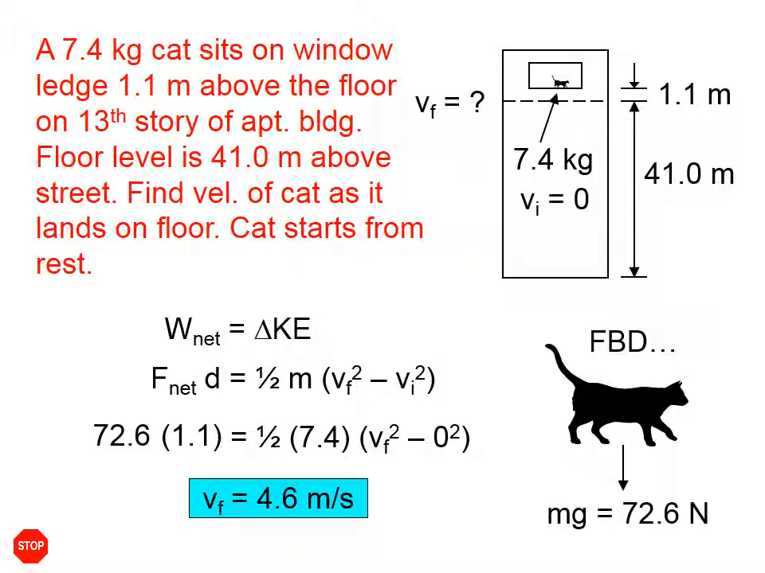So, if there is no friction and no heat losses, we could use conservation of mechanical energy, or you could use the work-kinetic energy theorem. But if there is noticeable friction or heat loss, you cannot use conservation of mechanical energy. You have to use the work-kinetic energy theorem.